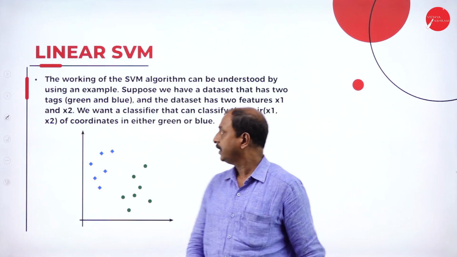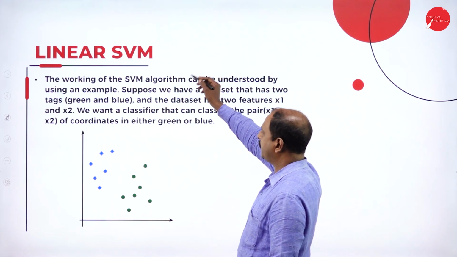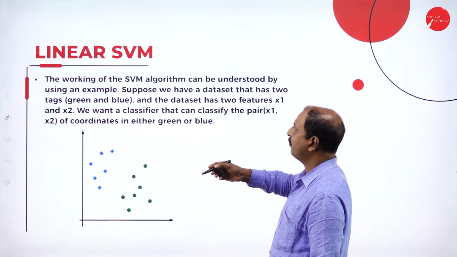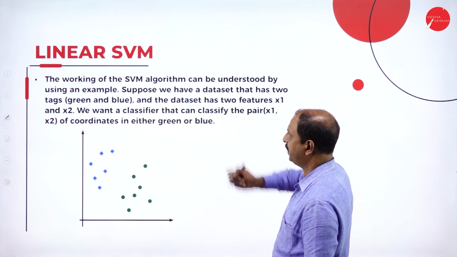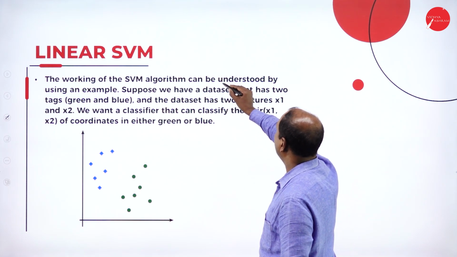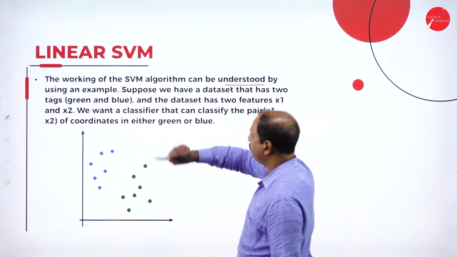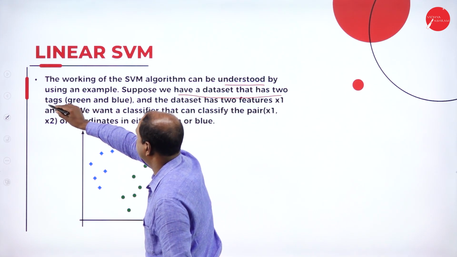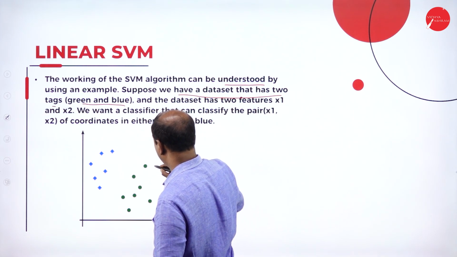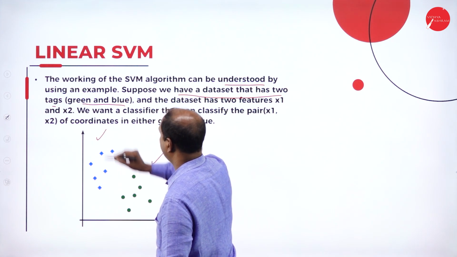In the next slide, what is the working of linear SVM? We have learned there are two types of SVM, linear and non-linear. Let us see what is linear. It can be understood by using an example. Suppose we have a data set that has two tags, green and blue. This is a green and this is a blue.